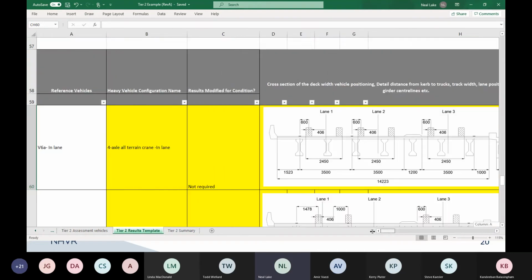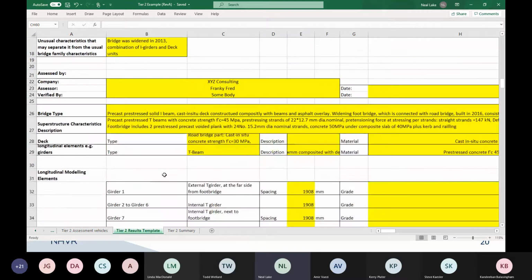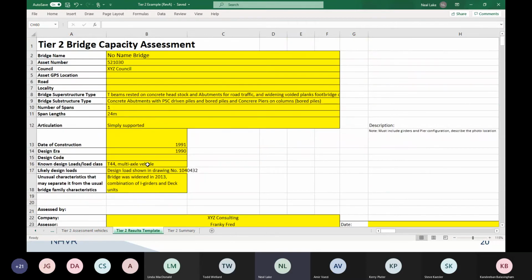Now, that's the sort of rigor that I would want to see from information coming out of level 2, because if we have that level of information, we do know that we can always move forward with good tier 1 assessment in the future.